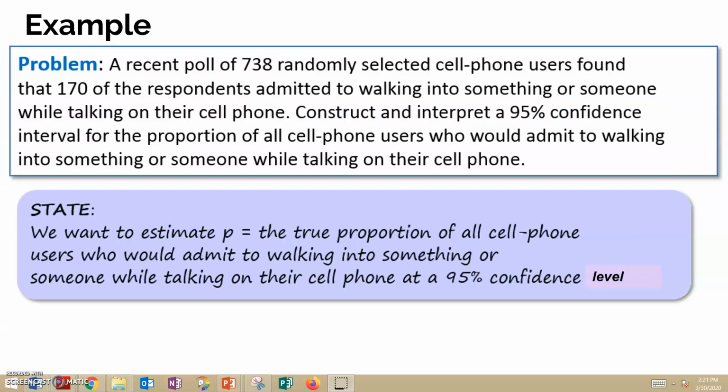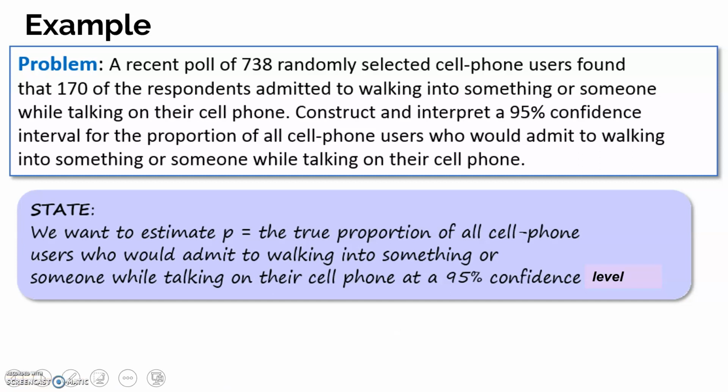So these are all important things that we're going to need to construct our interval. All right. So let's start off with the state portion. So we want to estimate p equals a true proportion of all cell phone users who would admit to walking into something or someone while talking on their cell phone at a 95% confidence level. All right, we want to just estimate using this random sample of 738 cell phone users, what is that true proportion of people that would admit to walking into something or someone?